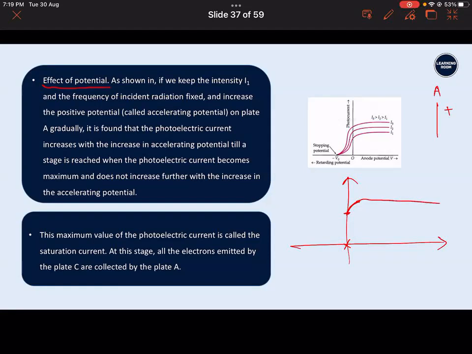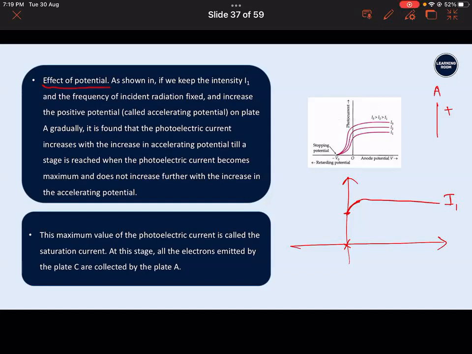It will attain saturation. Similarly, if I increase the intensity of the same light, I'm not changing the frequency. I'm increasing the intensity, but throughout the experimental process, I'm keeping the intensity constant. So let's say this intensity is I1. Here, not to get confused, I stands for intensity, not current. Now my question is, if I increase the intensity, where will the second graph start from?